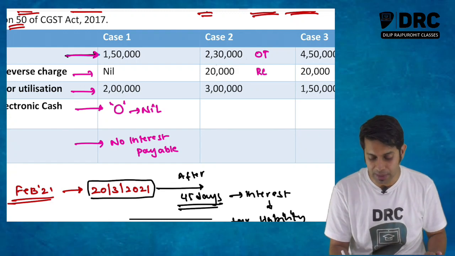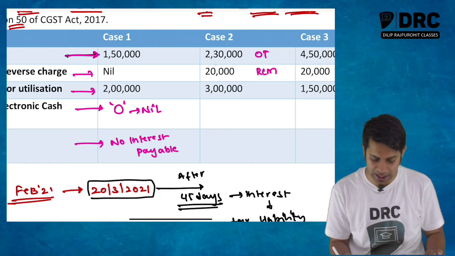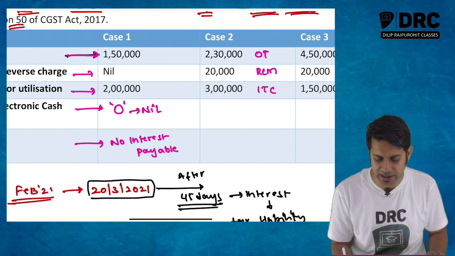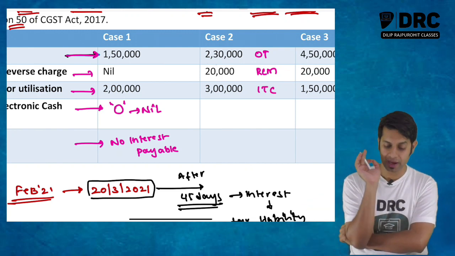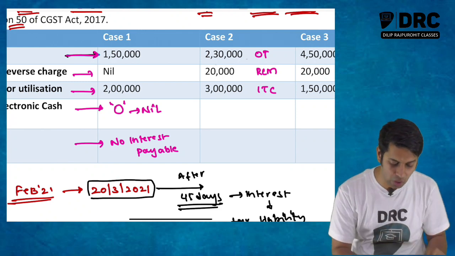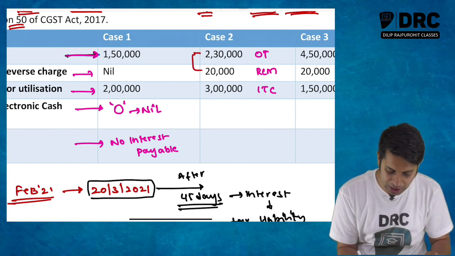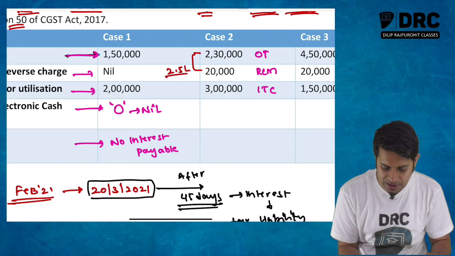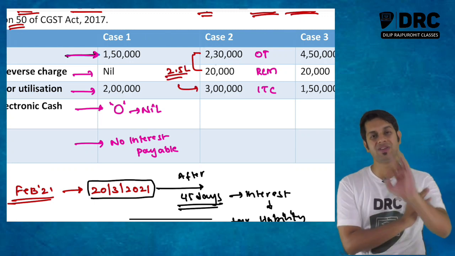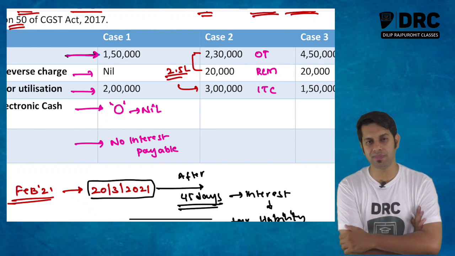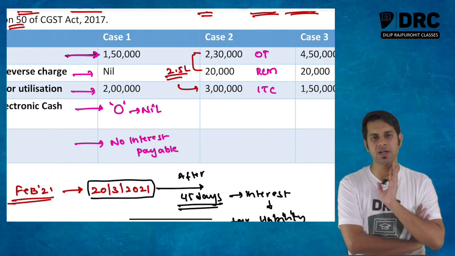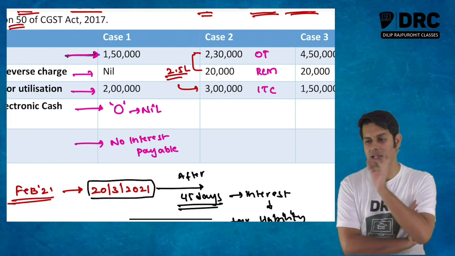Second case, what is my output tax liability sir? 2,30,000. There is some amount which I have to pay under reverse charge mechanism. There is input tax credit also. Now, this is the beauty. If you see my total liability, it is 2.5 lakhs. I have input tax credit of 3 lakhs. That means I have excess input tax credit of 50,000.